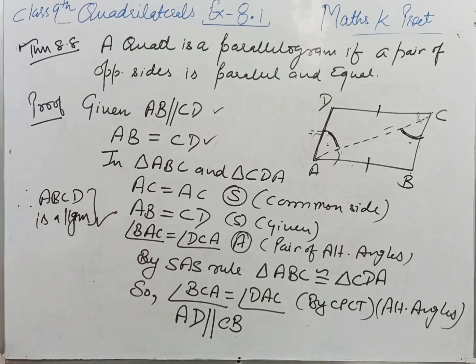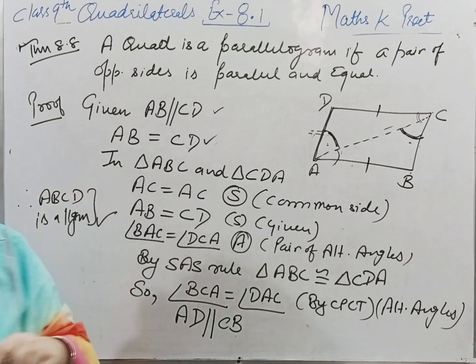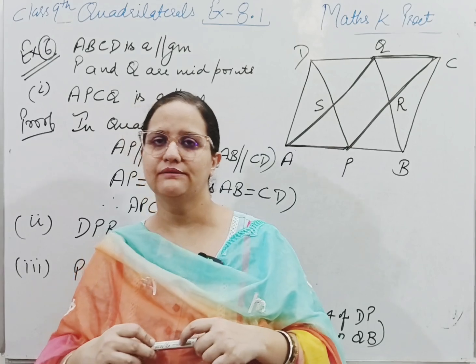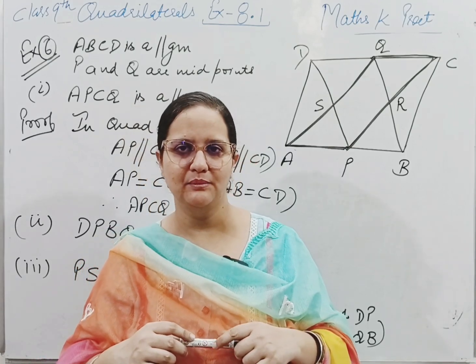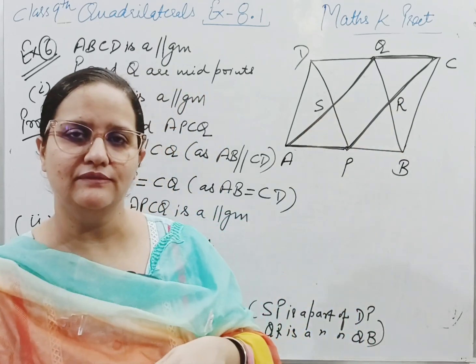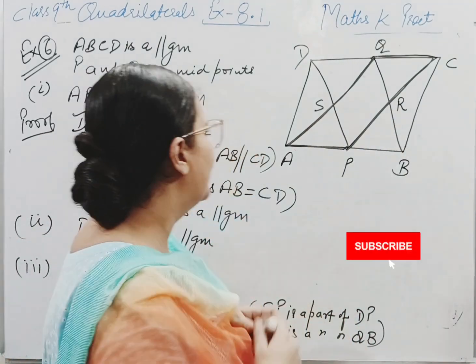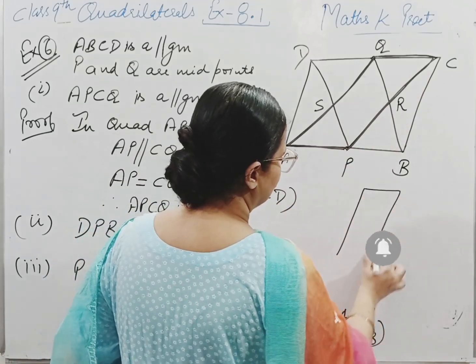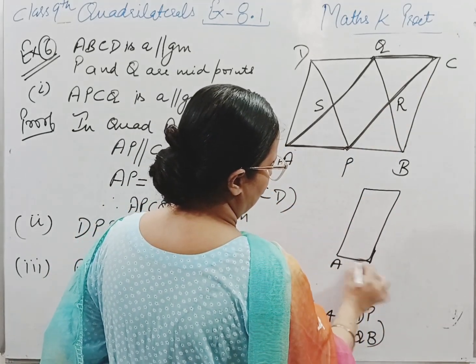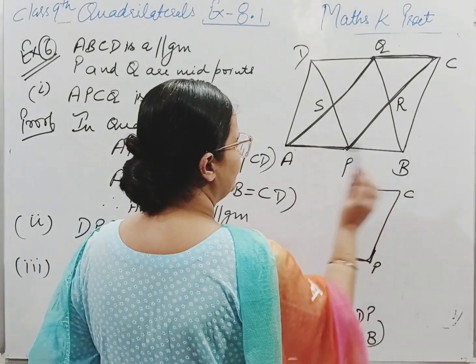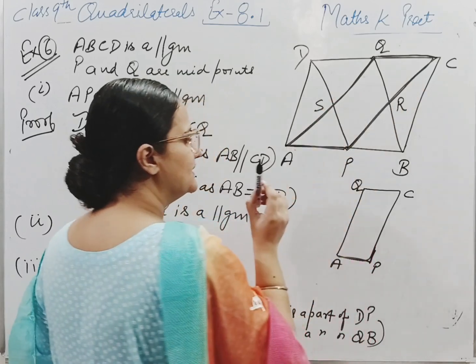Let's see example number 6, related to the result of this theorem. In this example, we are given the parallelogram ABCD, and P and Q are the midpoints of the sides AB and CD of this parallelogram, and we have to show that this APCQ, let me draw this APCQ, is also forming a parallelogram. So P is the midpoint of AB, given, and Q is the midpoint of CD, given.